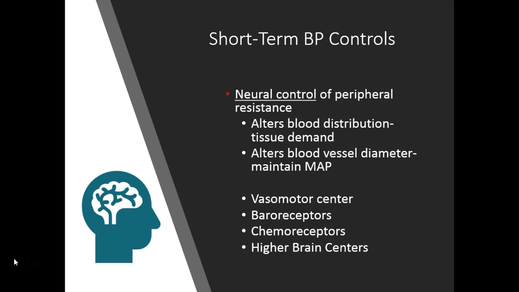Some of the neurons stimulate the heart, and that's in the cardiostimulatory center. Others inhibit the heart in the cardioinhibitory center. So we're going to look at how the nervous system can alter blood vessel diameter, how it can alter the distribution of the blood, and the role of the vasomotor center, baroreceptors, chemoreceptors, and higher brain centers in these pathways.